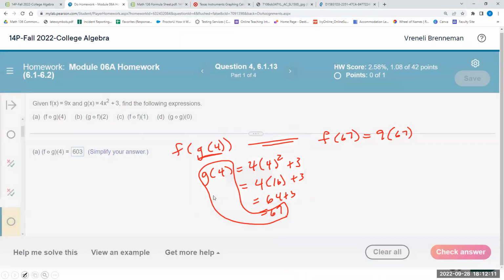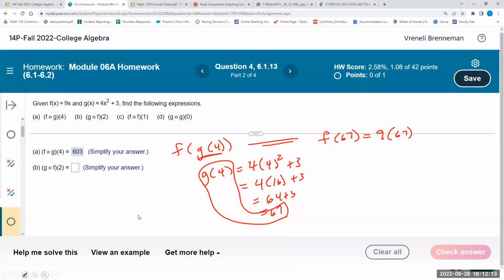So that would be the process there. Again, write it out as the nested function notation, work your way from the inside out, plugging in the number into the inside function first, get that result, plug that result into the outside function.